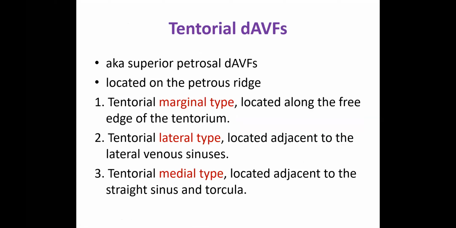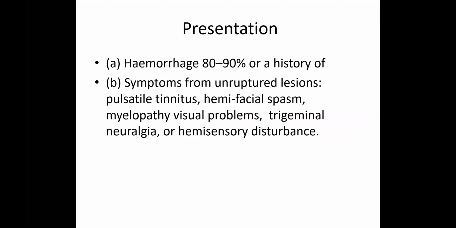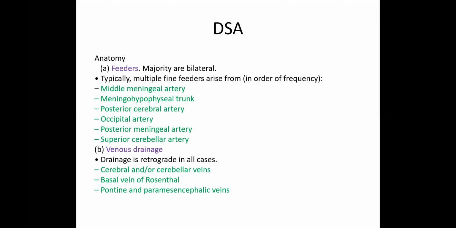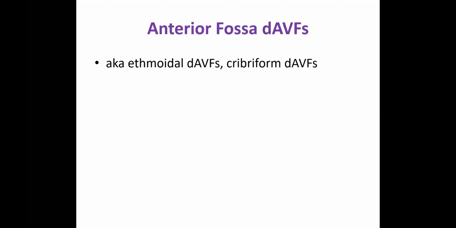And I'd like to discuss the tentorial dural AVF. This is also known as superior petrosal dural AVF, which is located on the petrous ridge. And there are three types: marginal type, lateral type, medial type. And they present with hemorrhage in 80 to 90%, while in the unruptured cases, they may present with pulsatile tinnitus, hemifacial spasm, myelopathy, visual problems, and so on. And what we see in the DSA is like this, we can see this kind of feeding arteries. Because of time constraint, I'd like to skip the slides.